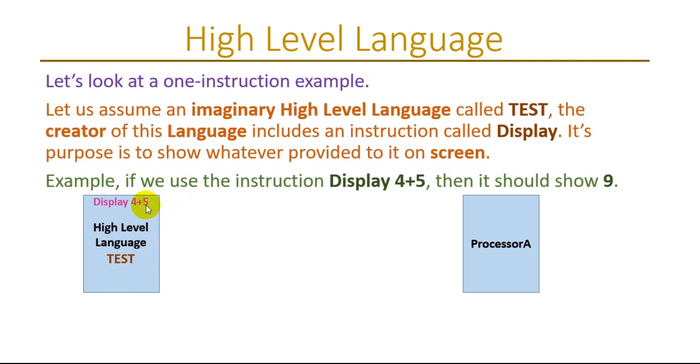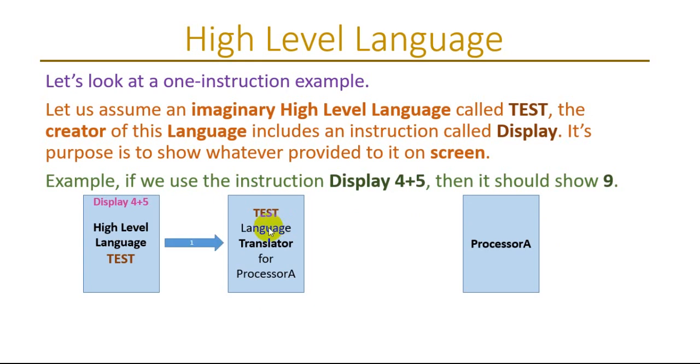Now if we give this instruction, can the processor understand? No, the processor cannot understand. The processor understands only machine language. So let's see how this becomes possible. The person or the manufacturer or somebody who is very familiar with processor A must write a translator. We will write a translator to take this instruction and convert it into whatever instructions are necessary to add the two things and show it on the screen.